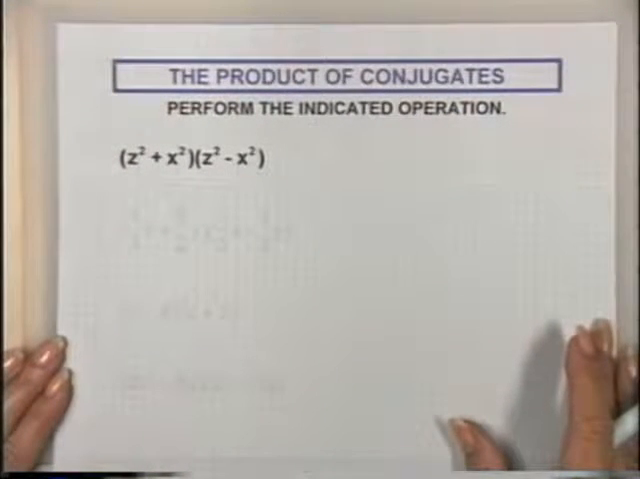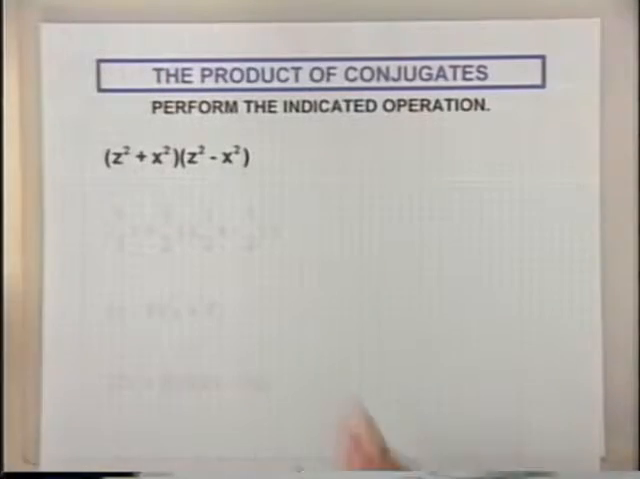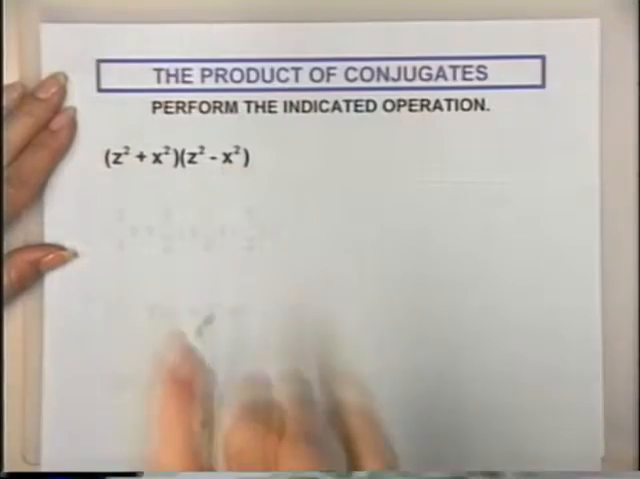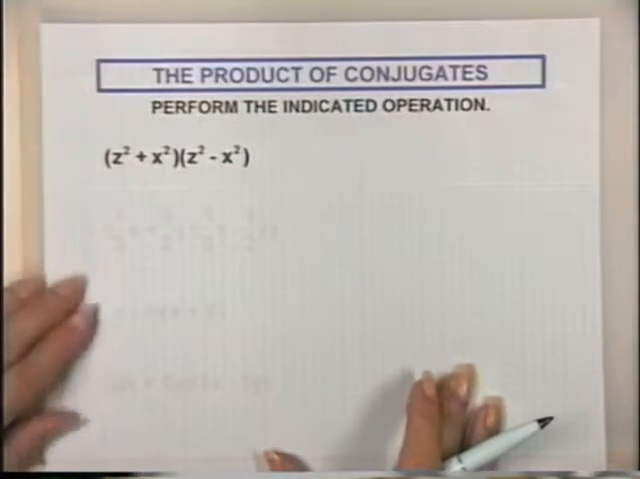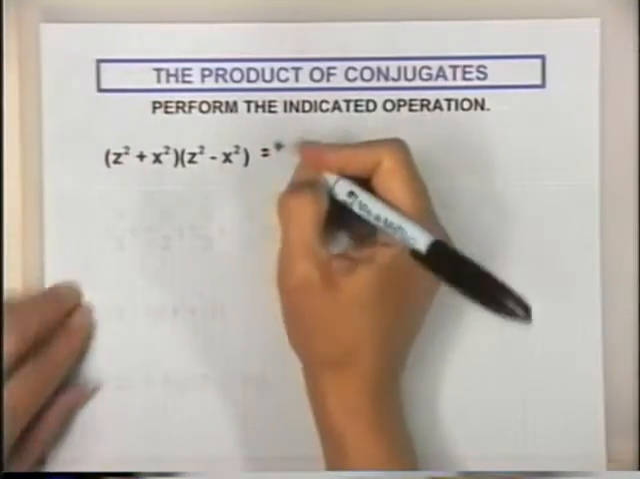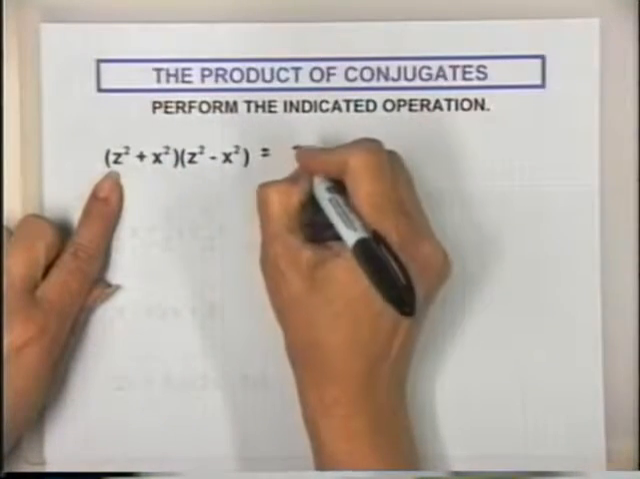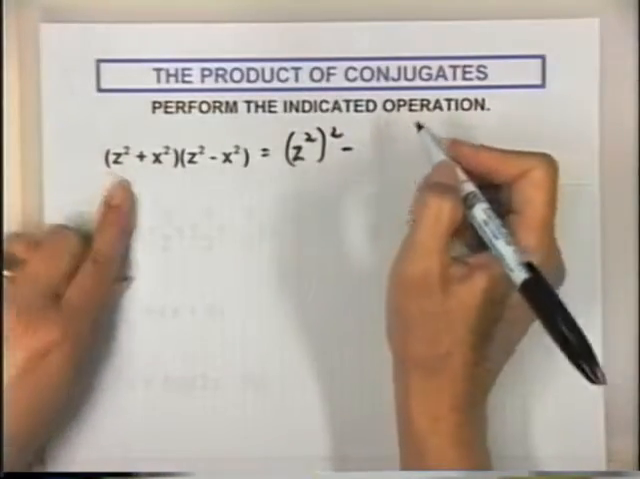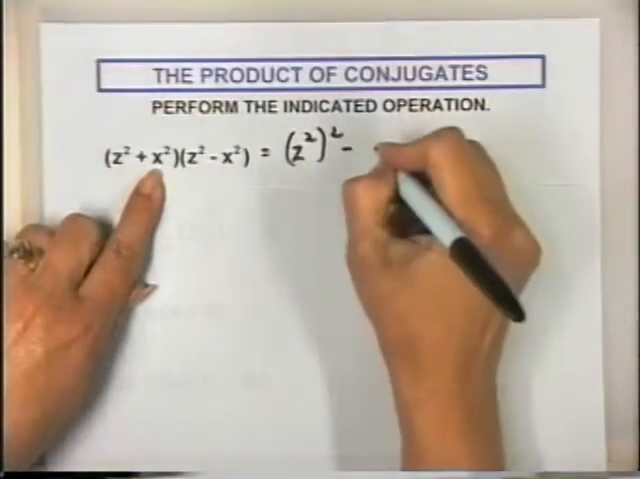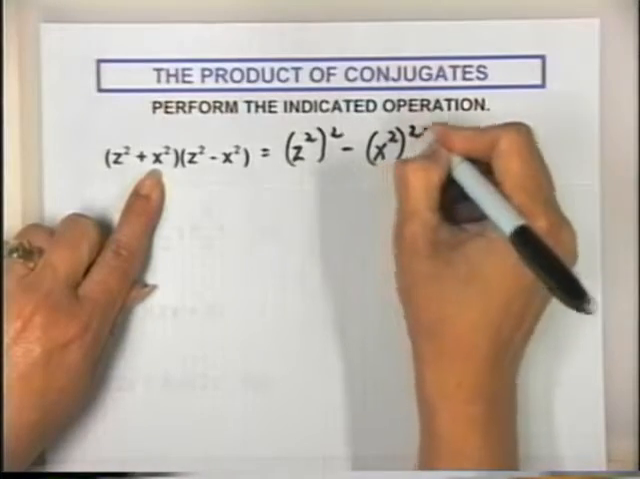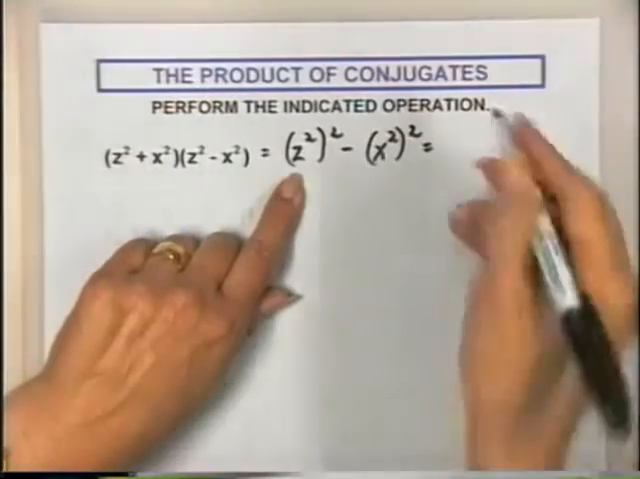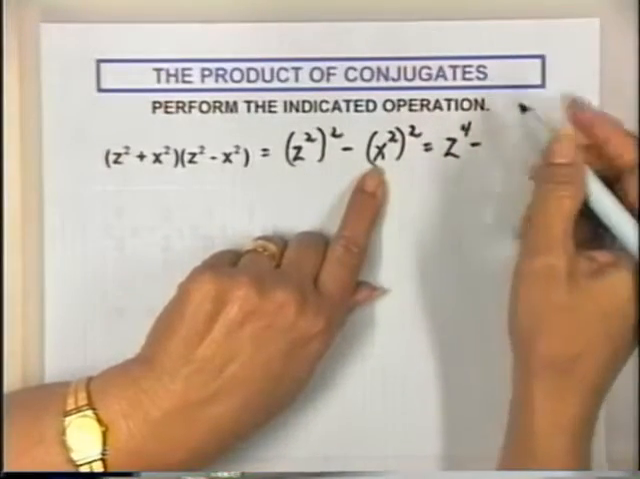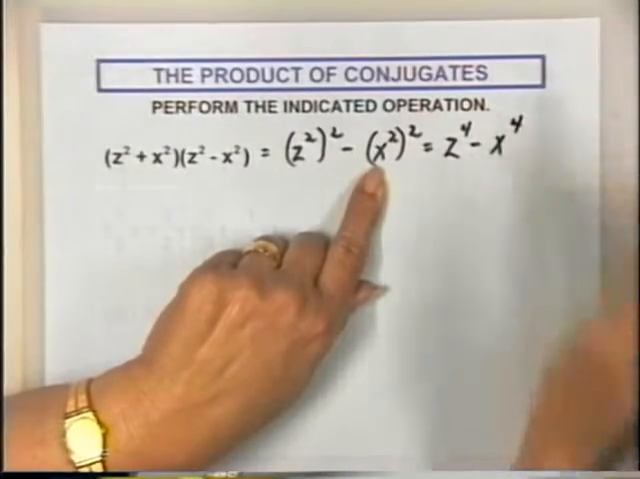For the next problem, it looks a little more complicated, but I notice the same first term, opposite second terms. I am multiplying binomial conjugates, so I square the first term. The first term is z squared, so I will have z squared squared. Subtract. The second term squared would be x squared squared. Z squared squared would give me z to the 4th. Subtract x squared squared would give me x to the 4th.